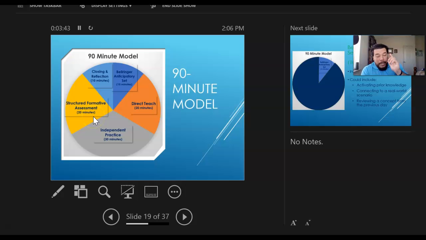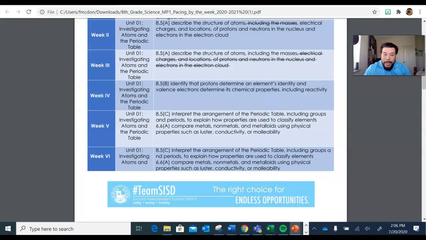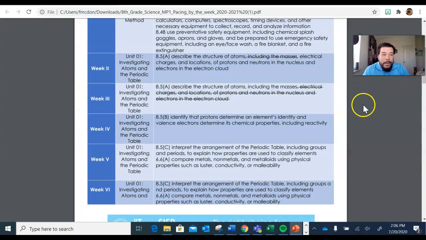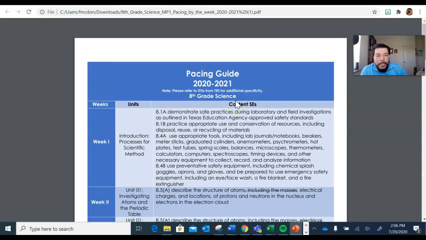So keep in mind, I'm going to stop sharing this, and that way you can see me a little bit better. All the pacing information is up. Everything that you would need to plan out your 9 weeks is up, ready to go. So if you need anything, you know where to find me.